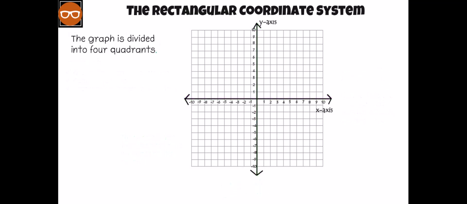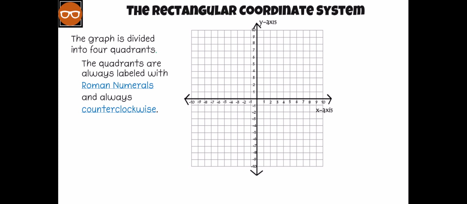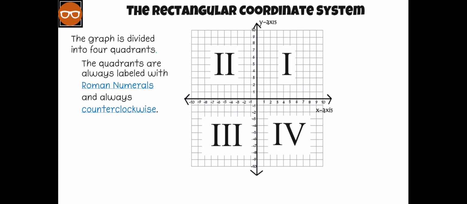The graph is divided into 4 quadrants. The quadrants are always labeled with Roman numerals and always counterclockwise. This is quadrant 1, 2, 3, and 4. We're not really going to get into that in this workshop, but when you get into trig or calculus, you will be talking about the different quadrants, so it's important to know.